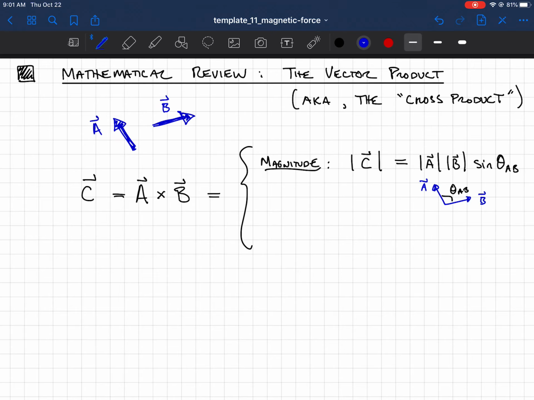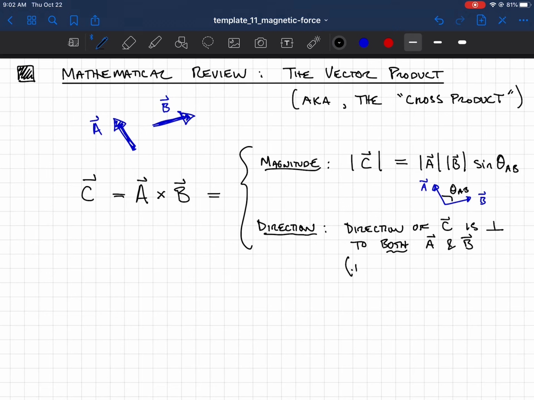So we also need to know what the direction of it is. And the direction, you should think about it in sort of two parts. So the direction of C is perpendicular to both A and B. And a better way of saying that is that it's perpendicular to the plane of A and B. I just mean the plane made by A and B.